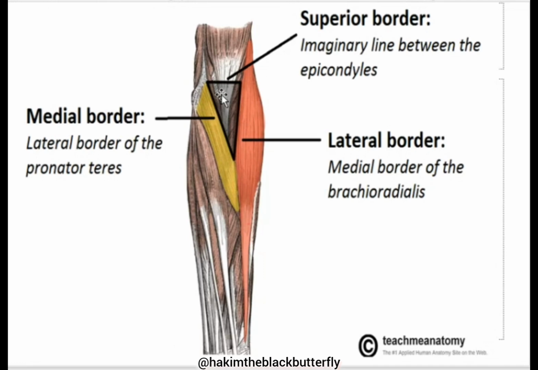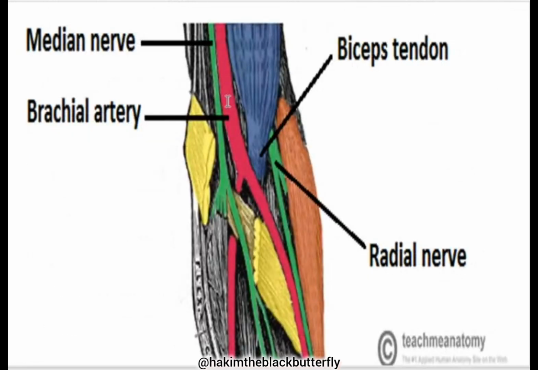What do we find on the inside of the cubital fossa? What are the contents of the cubital fossa? The contents of the cubital fossa are named in order. From medial to lateral, you have the median nerve. Then you have the brachial artery and its branches.